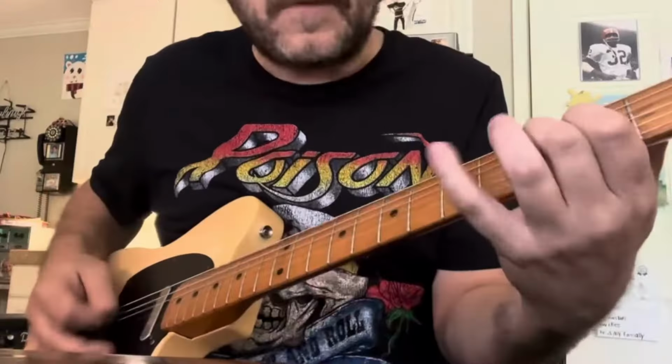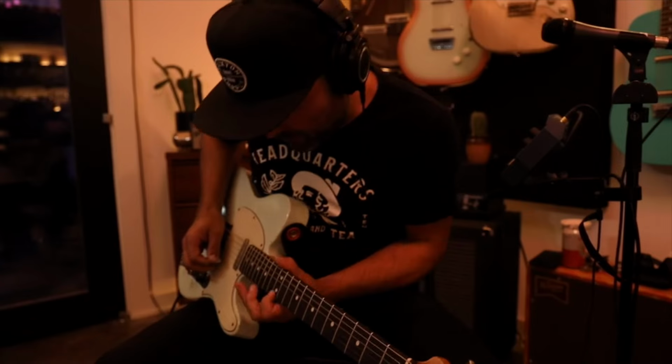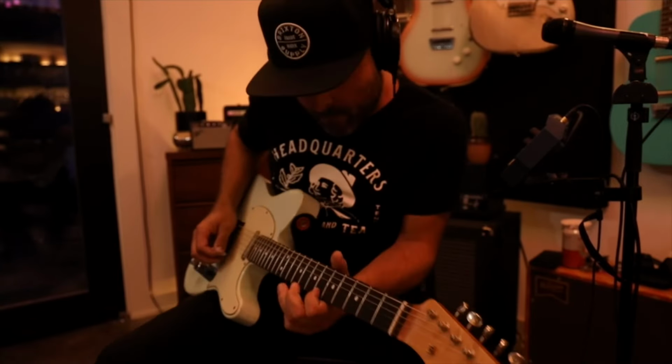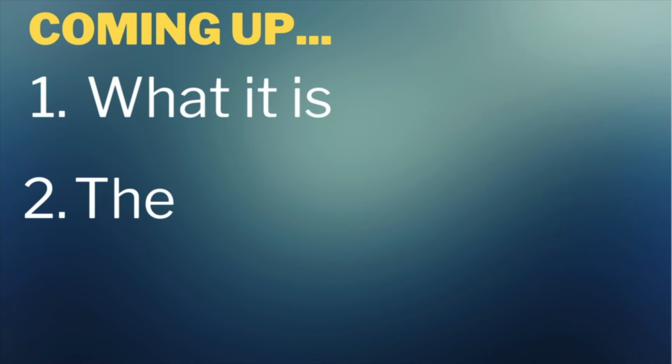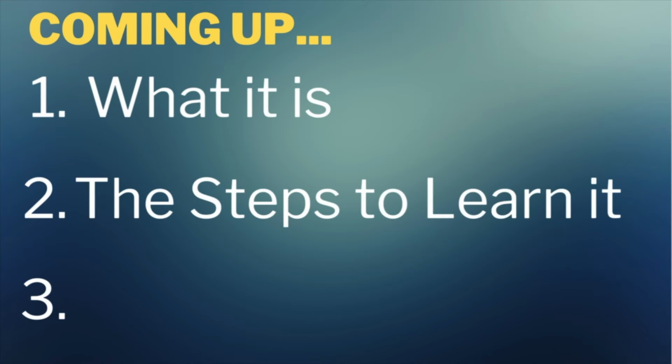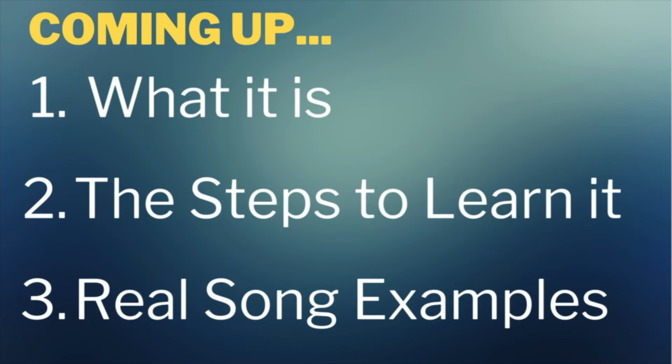Have you ever wondered why your favourite guitar players seem to play effortlessly across the fretboard while you feel trapped? Well, I used to feel this for years until I discovered a system that many pros use that transformed my playing. It's called the CAGED system. In this video, you're going to learn what the CAGED system is, the steps you'll need in order to learn it, and I'll give you some practical ways to use it with real song examples.